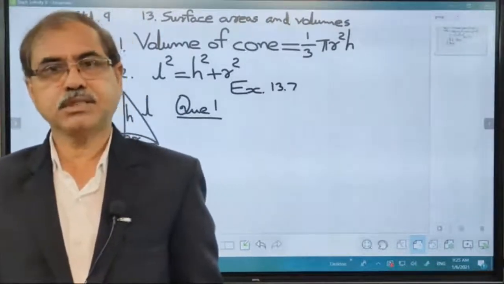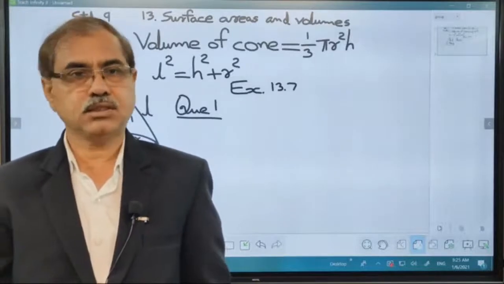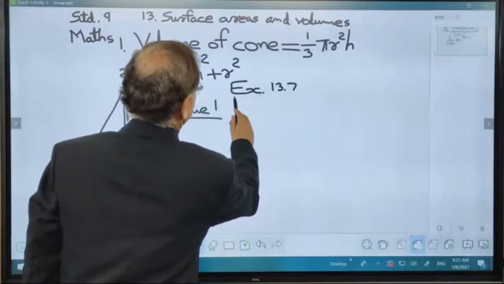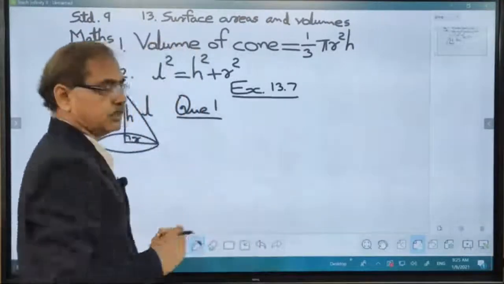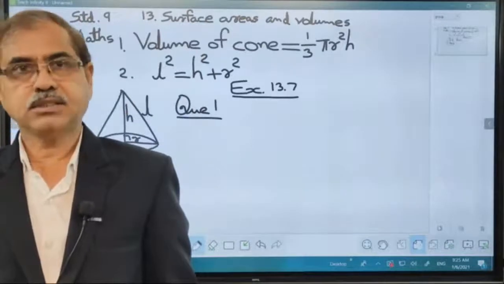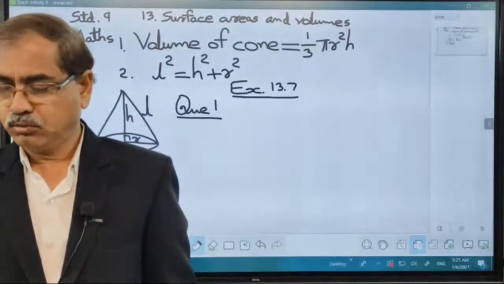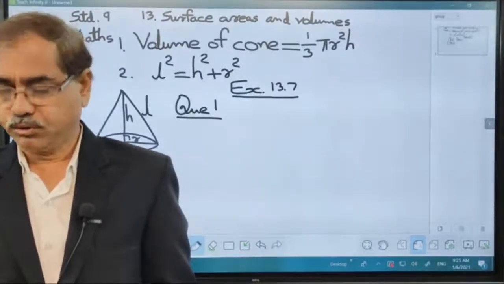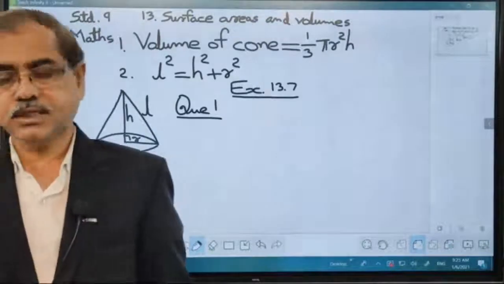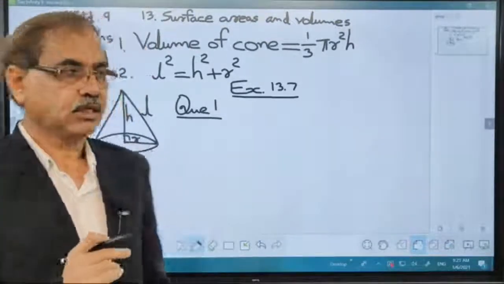After that much basic knowledge, now let's begin the first question of exercise 13.7. Exercise 13.7, first question, it has got two parts. Radius and height are given to us, and we would like to find out the volume of the right circular cone. In the first part, radius is given to us as 6 centimeters and the height is given to us as 7 centimeters.